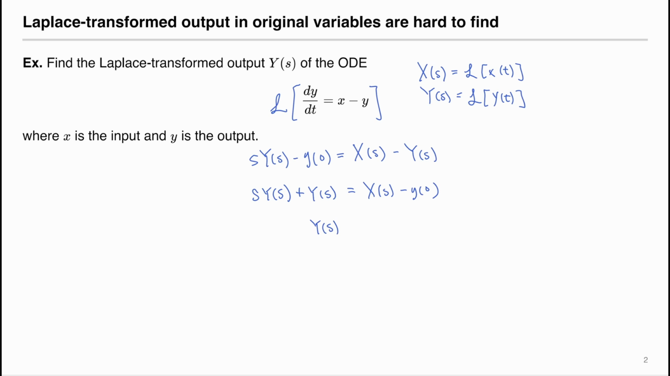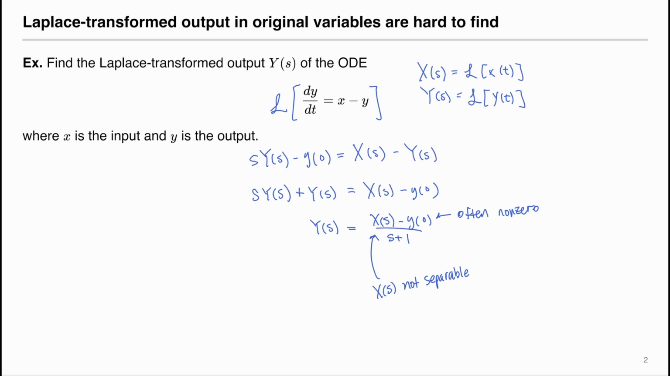Finally, we can solve for Y(s): X(s) plus the initial condition divided by s plus 1. This is not so desirable even in this simple example, because on the right we have the initial condition y(0), which is often non-zero in the physical space. And then we also have X(s) that is not separable.